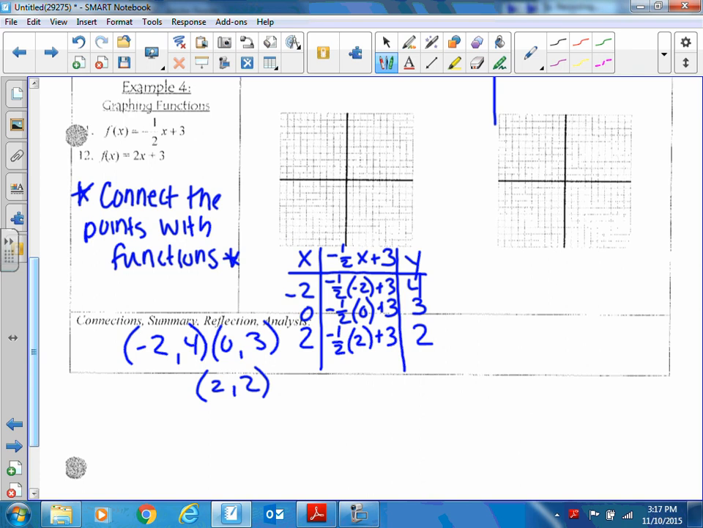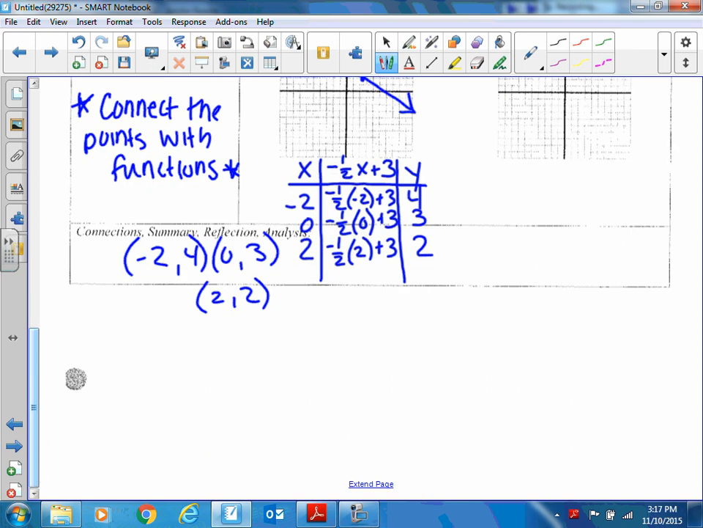So I'm going to go ahead and plot these points. Negative 2, 4, 1, 2, 3, 4, 0, 3, and 2, 2. And since I have a function, I'm going to connect it. Lines go on forever, so we've got to put those arrows on the end. All right, again, try number 12 for homework, and we'll check it next class.